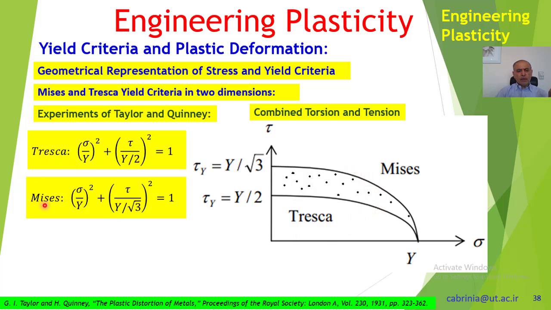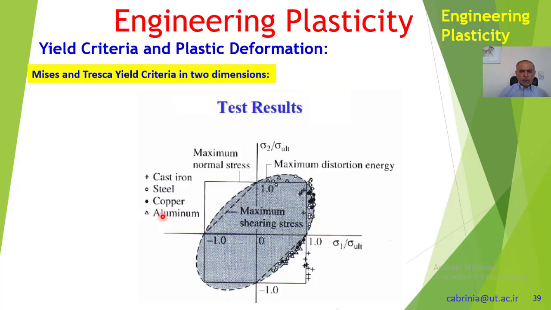Now these are the Mises and Tresca that we have drawn here. Mises was an ellipse, Tresca here is an ellipse, because we have this combined loading, and we get these equations. Okay, now the other test results have been obtained like this.